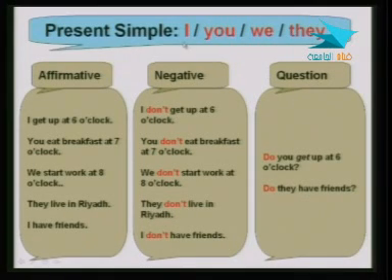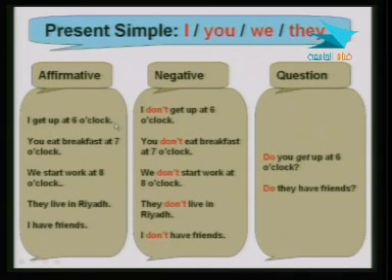So just keep in mind that with the subjects I, you, we, they, we use do to make questions, and it is moved to the beginning or front of the sentence, and then we add the question mark to indicate that we have a question. And with negatives, do plus the word for negative, which is not. For affirmative, nothing is added to the verb, just the subject, then the verb, and then the rest of the sentence.